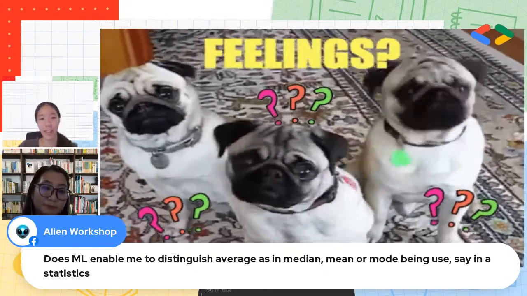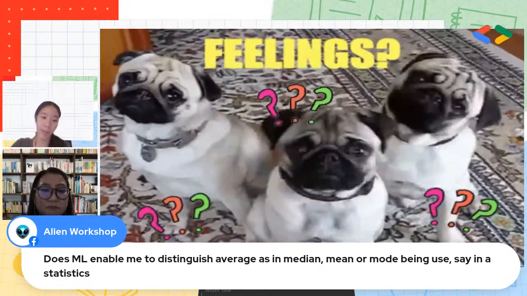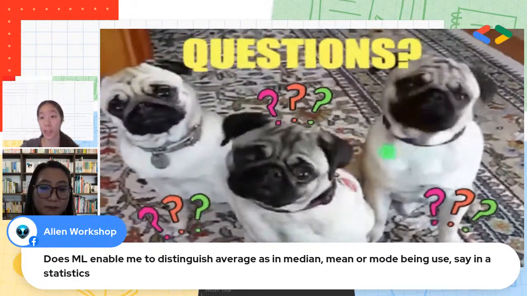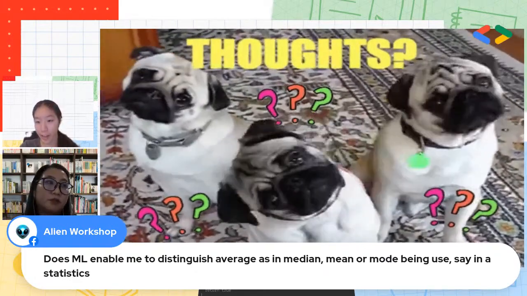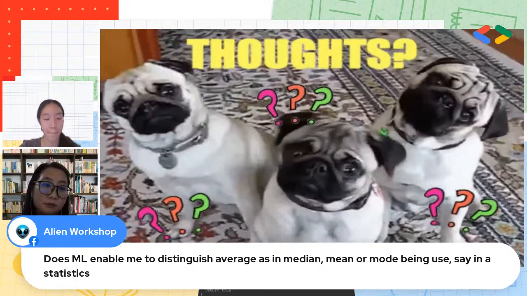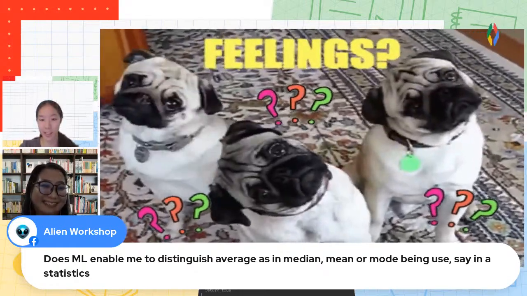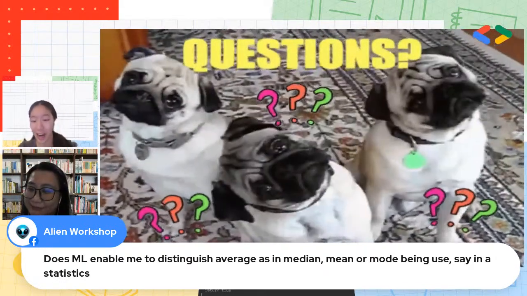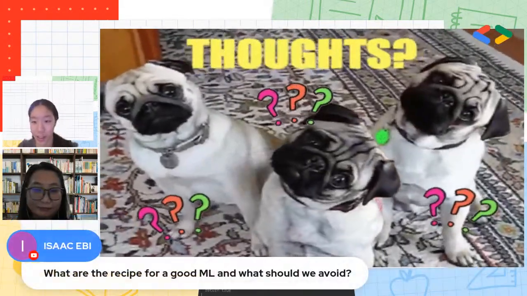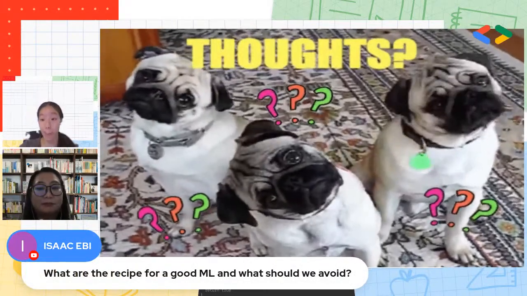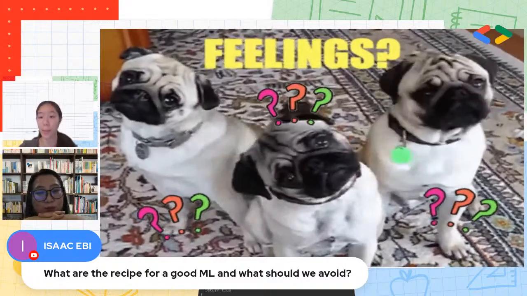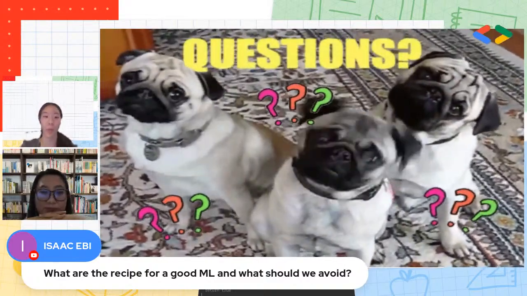Thanks, Lai Feng. I think it really depends on the situation of how it's being used between median, mean, and mode. Okay, and there's a question from Isaac that just came in. What are the recipes for a good ML, and what should we avoid? I assume it's a good ML model, and what should we avoid?